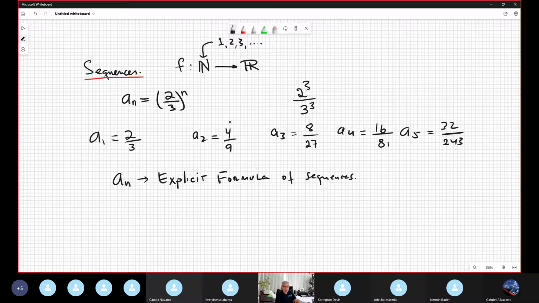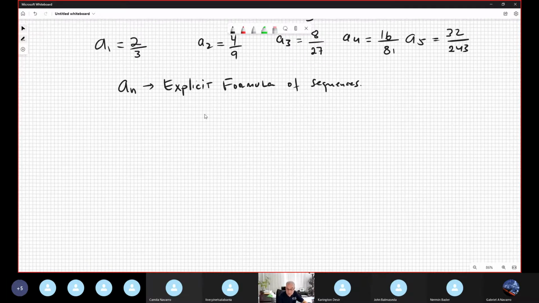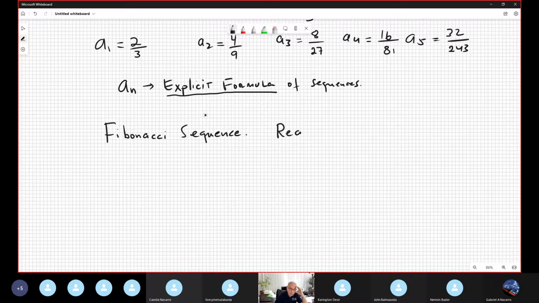This is one famous sequence in mathematics called Fibonacci. Fibonacci is the last name of the Italian mathematician. Fibonacci sequence. This is a good example. It's too hard to find the explicit formula, and actually we don't have the explicit formula. So we have another formula that is called the recursive formula.